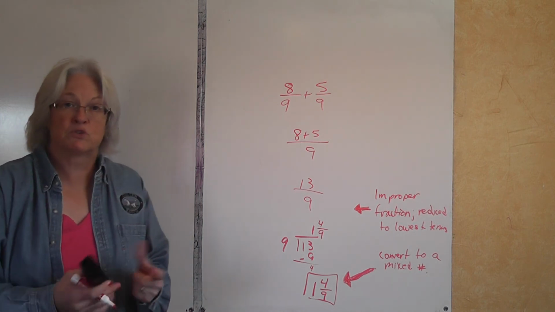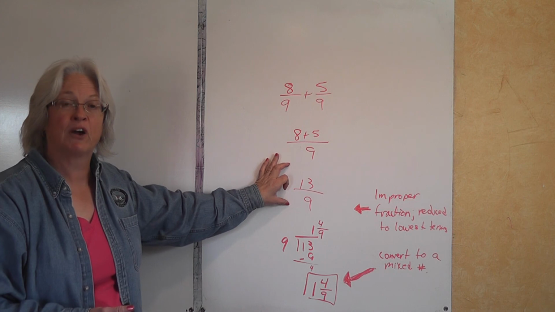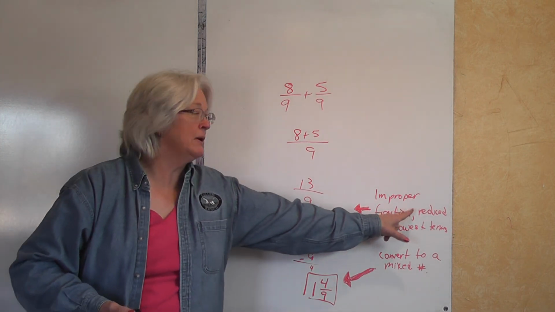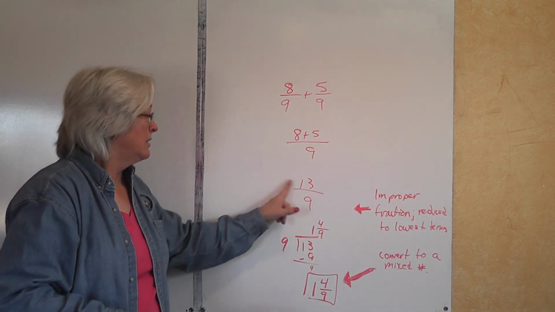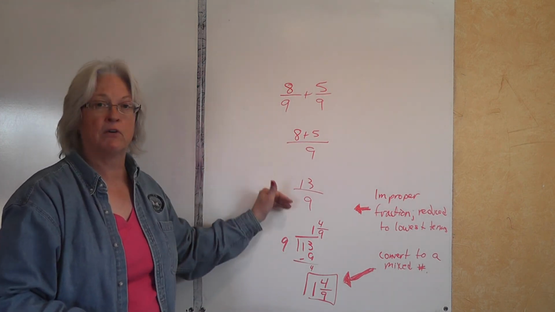For this chapter that we're working on, they're asking you to take an improper fraction, even if it has already been reduced to lowest terms, and rename it as a mixed number. That's all that's involved in this section.